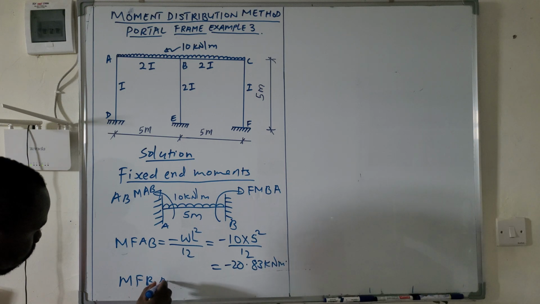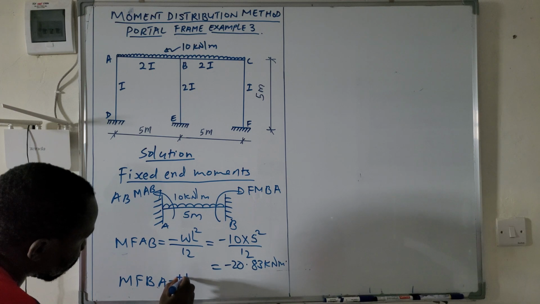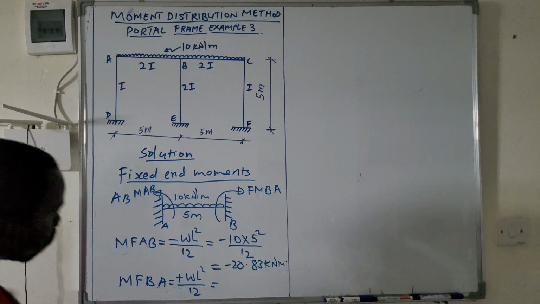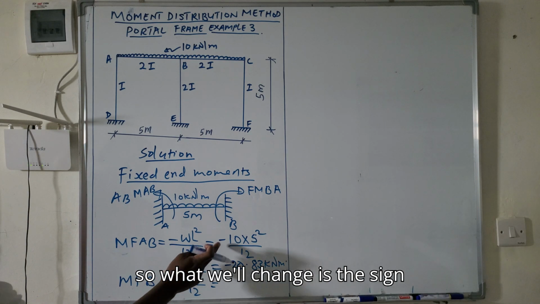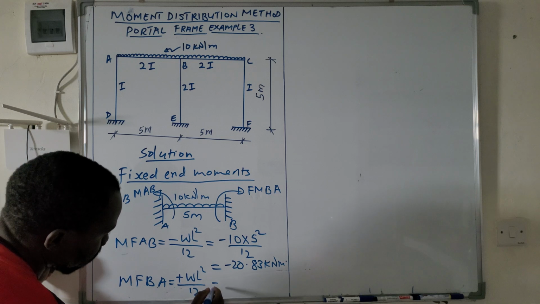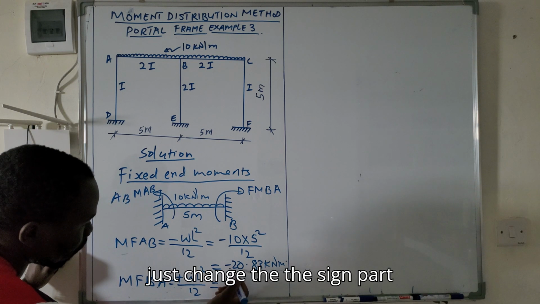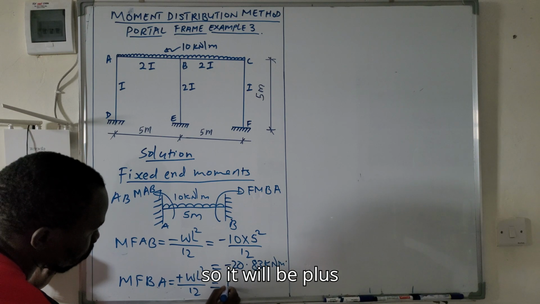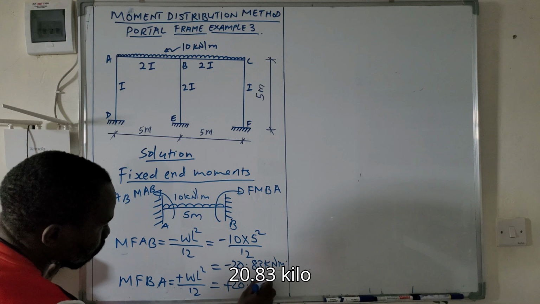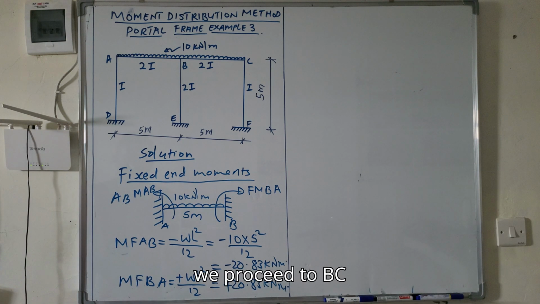We proceed to MFBA. MFBA will be plus WL squared over 12. So what will change is the sign. Here we had negative, so there's no need of repeating ourselves. Just change the sign, so it will be plus 20.83 kilonewton meter.